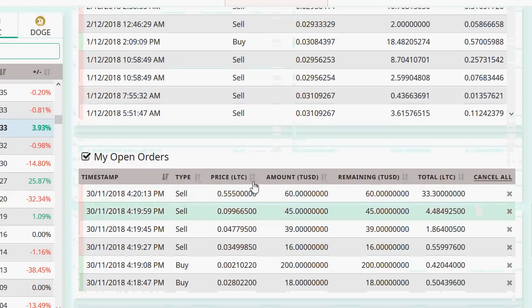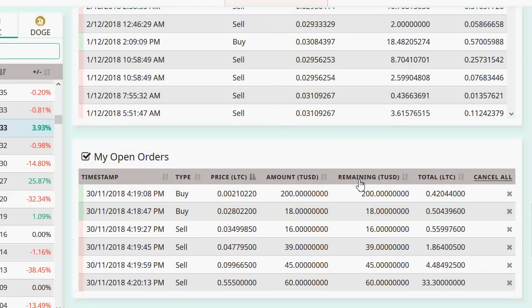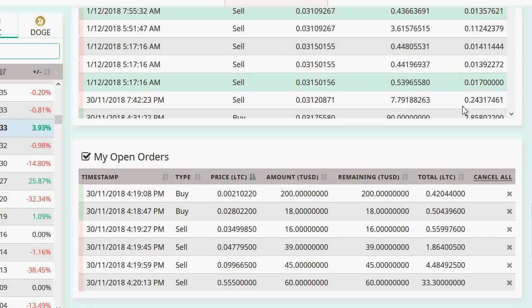As far as my orders are concerned, I got 2 buy orders in, one at 0.028, the other at 0.021. And then I'm selling at 0.034, 0.047, 0.09, and then 0.55. I'm playing this one for 4 Litecoin, so a little bit of higher stakes on this, but I mean, everything but this and XBY is 2.5 Litecoin. This is 4 and XBY is 10.